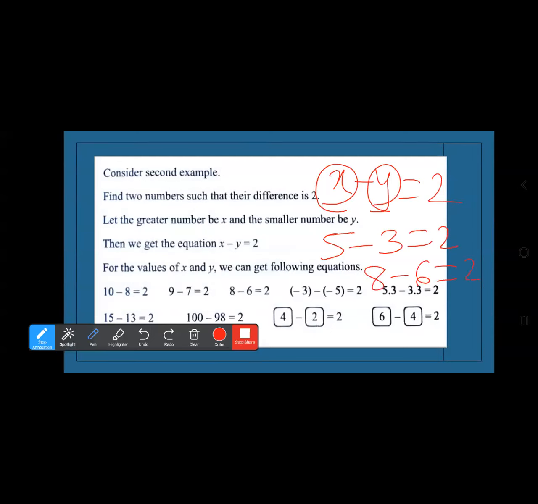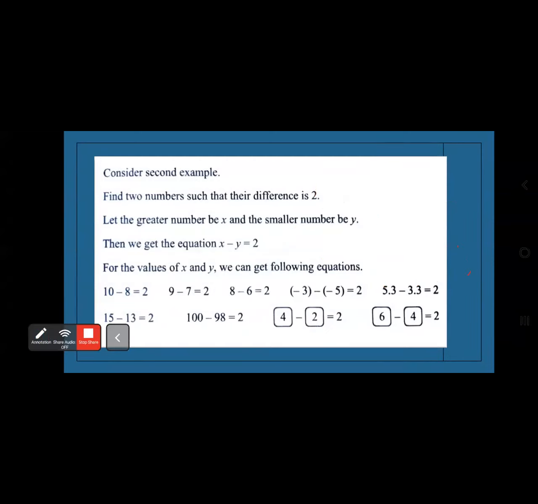So here also, for this equation there are n number of solutions, n number of values for the variables x and y. But the thing is how you write those values in the correct ordered pair. That is more important. So whenever you are writing the values of the variables in the ordered pair, if you are taking x and y, first it will always be x and then y.